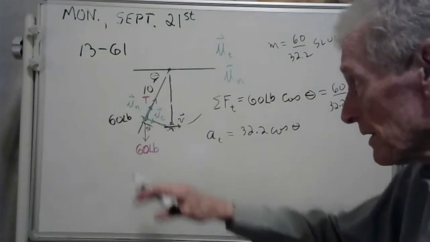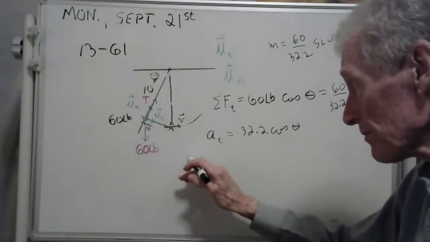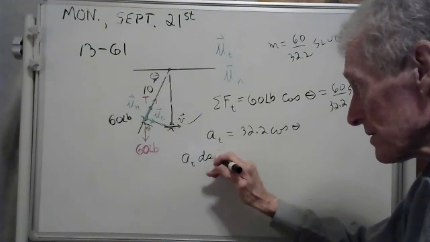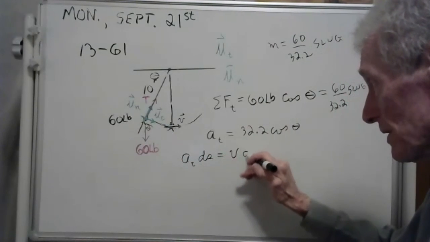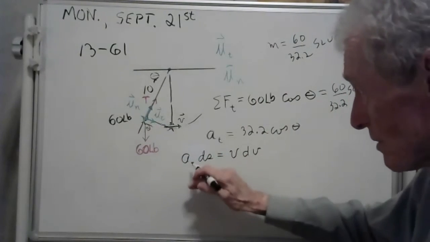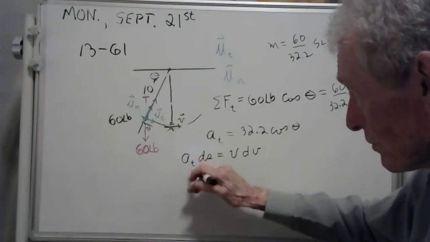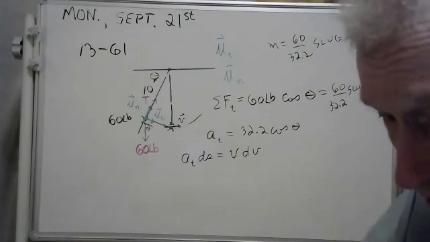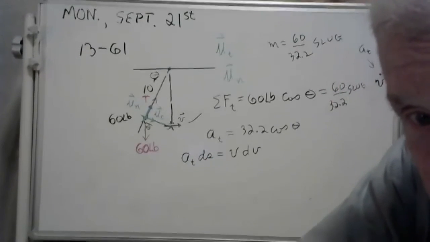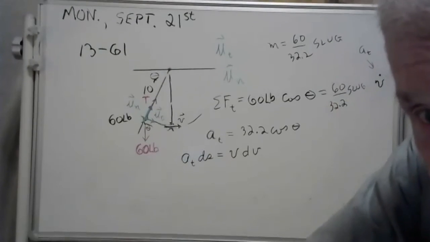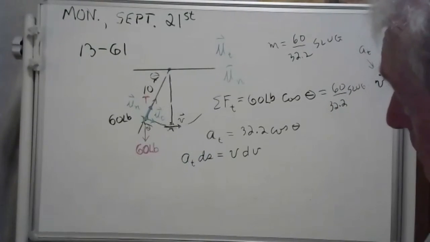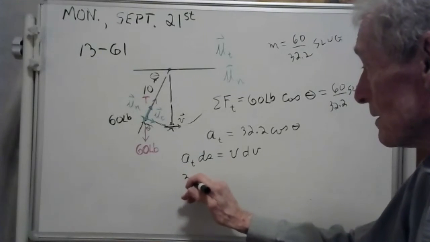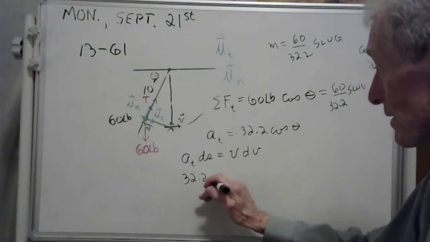Now, as you move along this path, AT ds is equal to V dV. Do you guys remember this equation from when we were all younger and better looking? Remember that equation? No, you don't. You've forgotten it. Well, I'm going to have to speed this up because I'm running out of time.